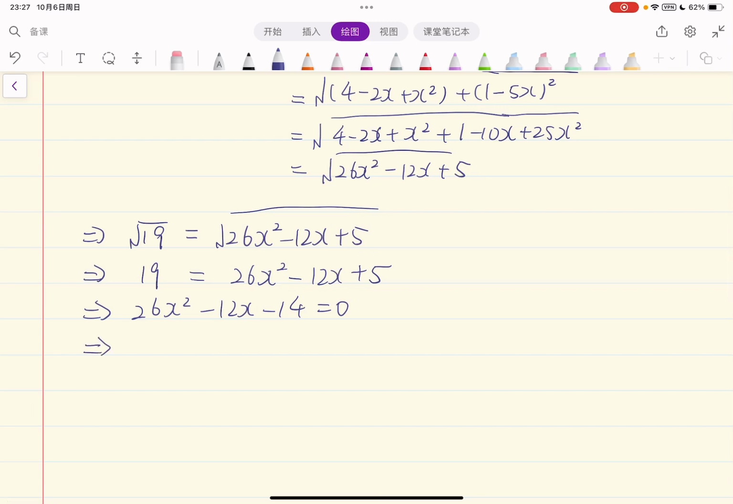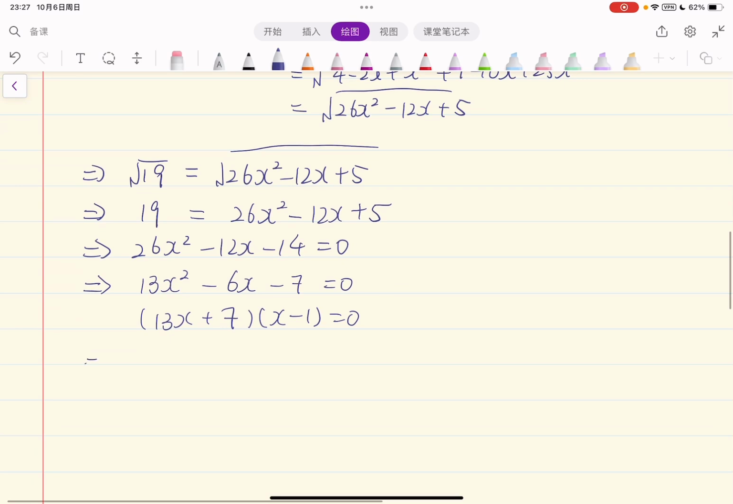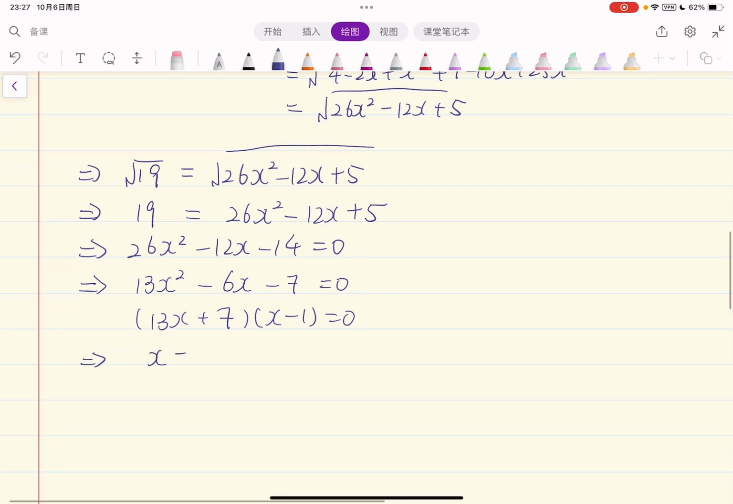And we can divide it by 2 on both sides to be simplified. So 13x squared minus 6x minus 7 equals to 0. And factorize, we have 13x plus 7 times x minus 1 equals to 0. So we have these two values of x. The first one is x equals to minus 7 over 13. Another one is x equals to 1.